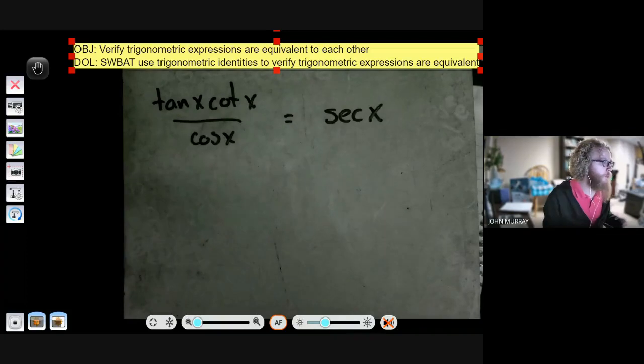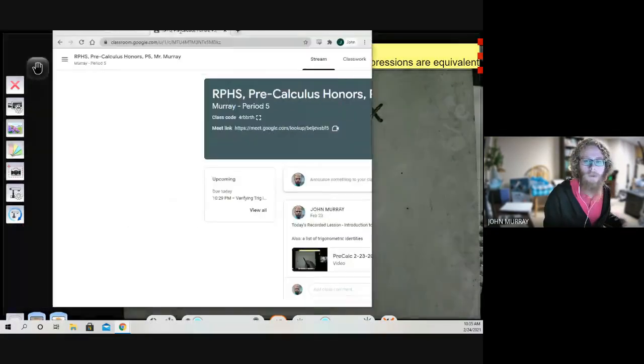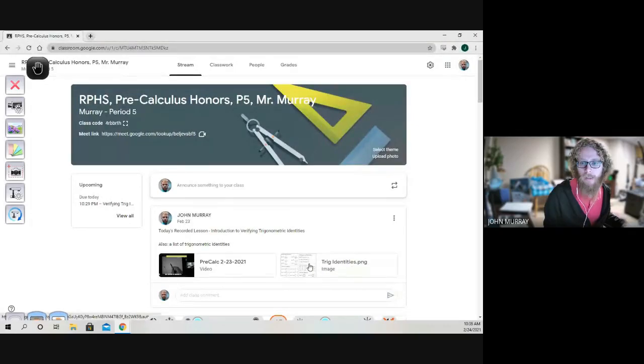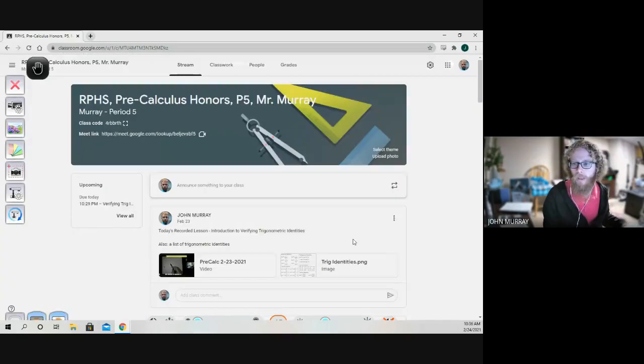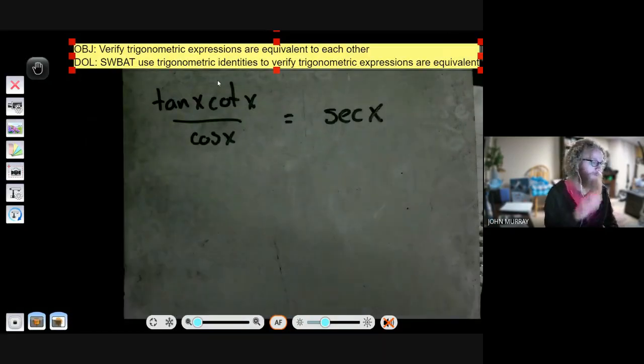Now, I did put up a list yesterday in the Google Classroom. If you noticed, I had the trig identities image there. So you can use that as a reference, right? The main ones up here are reciprocal, Pythagorean, and then we also use the quotient identities. The even and odd and cofunction we also went over. They are somewhat useful, but not as prevalent as the other three. So you have those for reference in the future. You can save that picture, or it's on February 23rd's video lesson, so you can use that anytime you want.